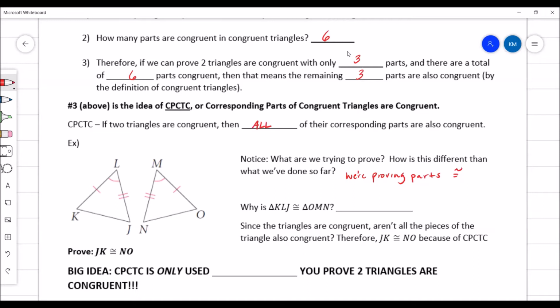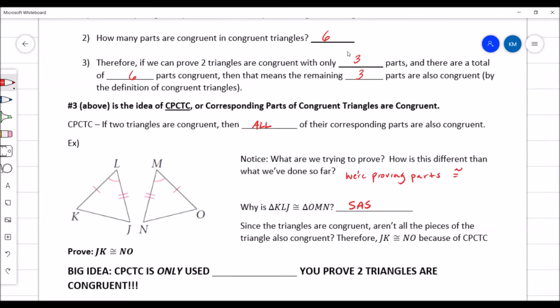Okay, but before we prove parts congruent, we have to first say these 2 triangles are congruent. So why is triangle KLJ congruent to triangle OMN? Well, as we look, KLJ, OMN, it's because of side angle side. They have the marked side, the included angle, other marked side. So since the triangles are congruent, aren't all the pieces of the triangles also congruent? Yes. And so then we can prove that JK is congruent to NO because of CPCTC.